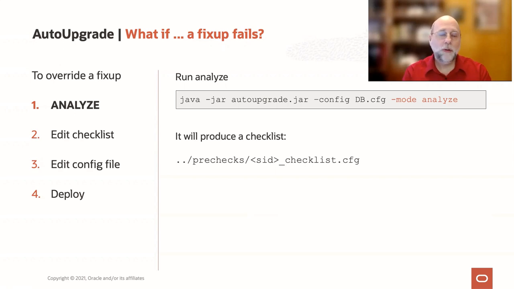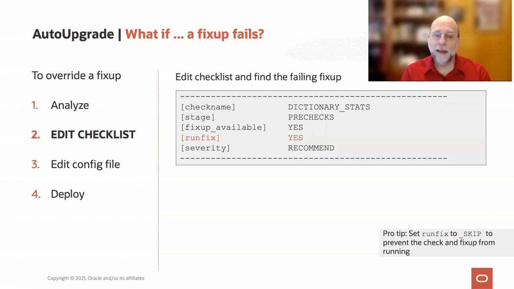Well, what you would do there is you could run the analyze phase, and that produces a checklist. As you can see here, it's under the prechecks subdirectory for that database SID, and it will have the name _checklist.config as part of that checklist file. You can then edit that, and you could change the run fix line for that particular fix-up to be no, and that would prevent that fix from running.